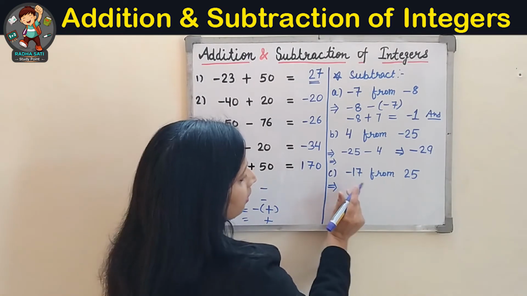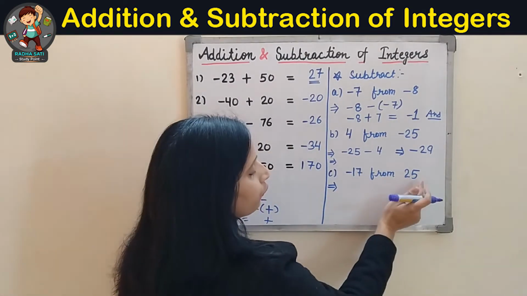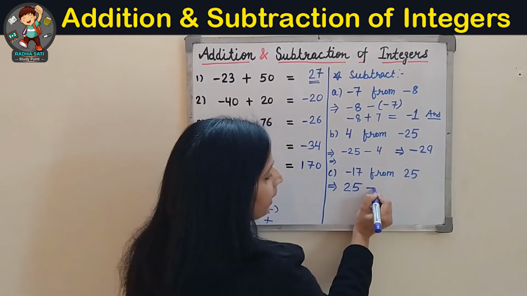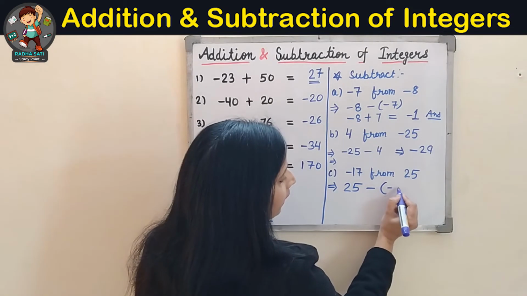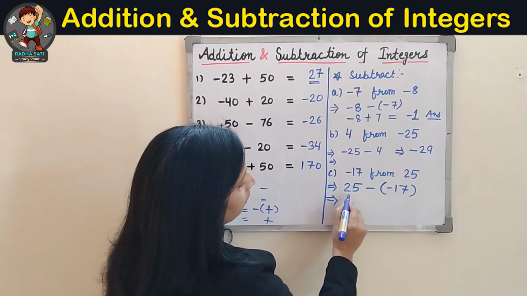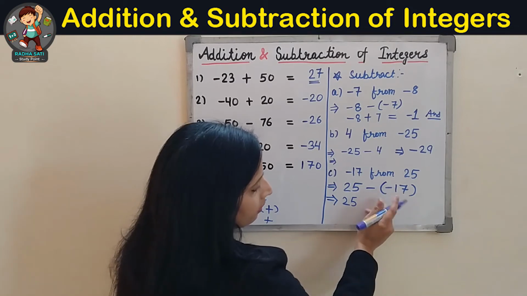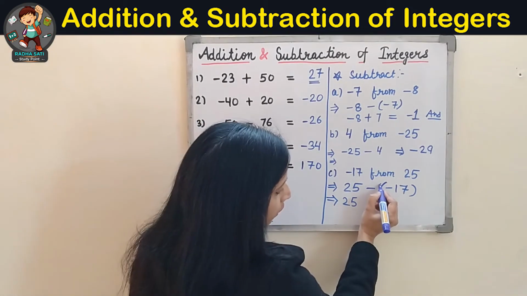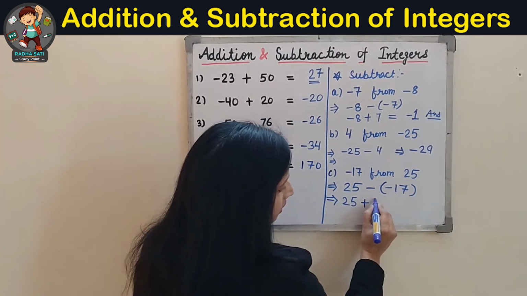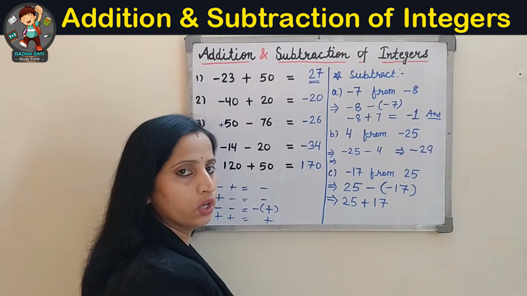Next is minus 17 from 25. So we have to subtract minus 17 from 25. So 25 will come here. Put the sign of minus. Then minus 17, write it in bracket. Now we will solve it. 25 we will write as it is. And this minus and minus. So whenever there is a bracket, this means multiplication is going on. And minus minus plus. And 17. So this multiplication of integers I will explain in my next video in detail.